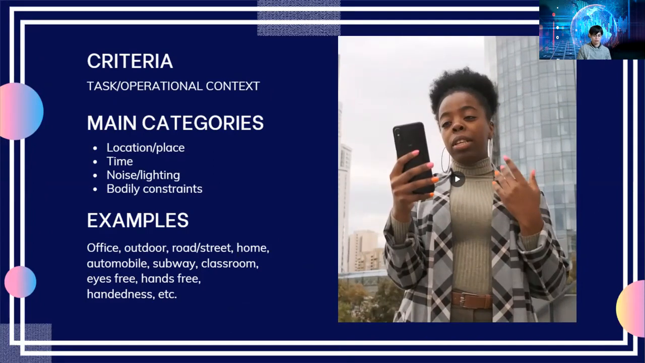Examples for that would be office, outdoor, road or street, home, automobile, subway. Is it for the classroom? Is it eyes-free, hands-free, handedness, and etc. So it's very important that you should identify all the tasks, all the jobs that your system is going to do. Okay.